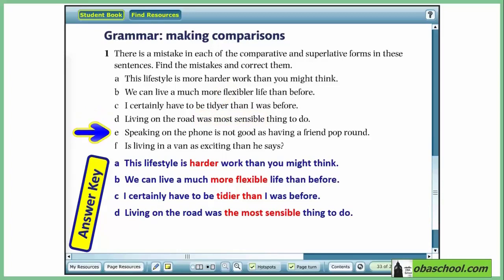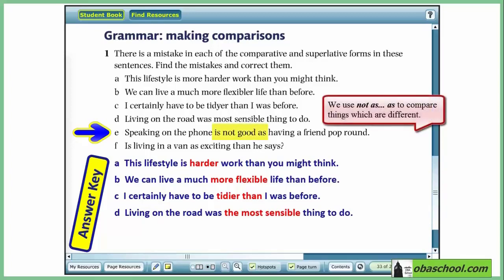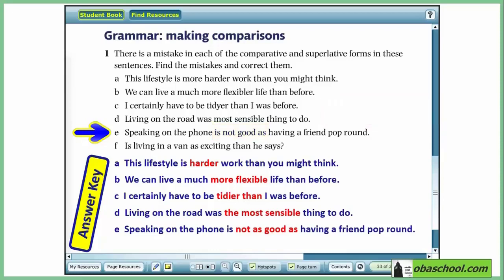Now let's go to E. Speaking on the phone is not good as having a friend pop round. The mistake in the sentence is "not good as having a friend". Because when comparing between two things, we have to use "not as", then we have to add the adjective, then we add another "as". This is the form. So there is an "as" missing. The sentence becomes like this. Speaking on the phone is not as good as having a friend pop round.